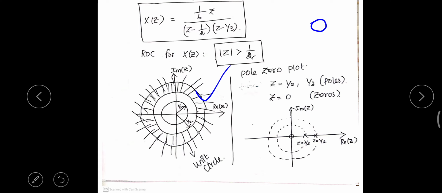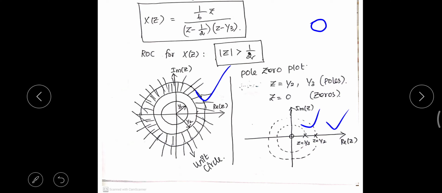Coming to the poles, I should take the denominator of X(z), which is nothing but (z minus 1/2) and (z minus 1/3). If I equate it to 0, I get z equal to 1/2 and z equal to 1/3. They are nothing but poles.